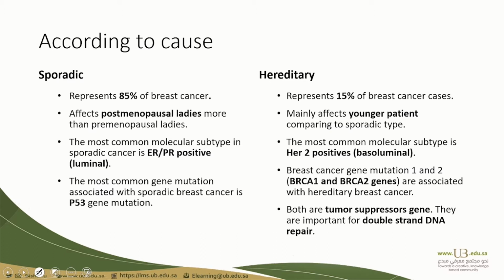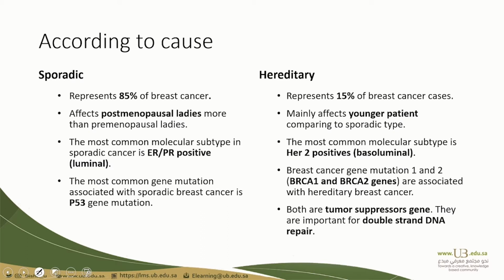The sporadic represent around 85% of breast cancer. It affects mainly postmenopausal ladies more than premenopausal ladies. The most common molecular subtype in sporadic cancer is ER/PR positive, that means luminal type. The most common gene mutation associated with sporadic breast cancer is P53 gene mutation.